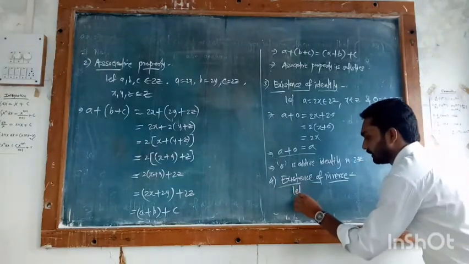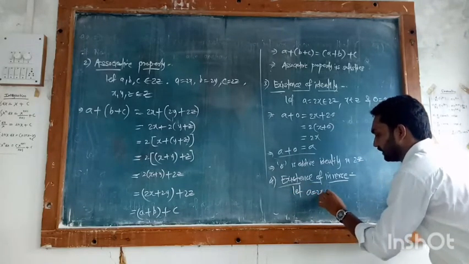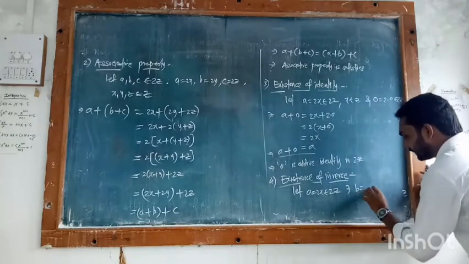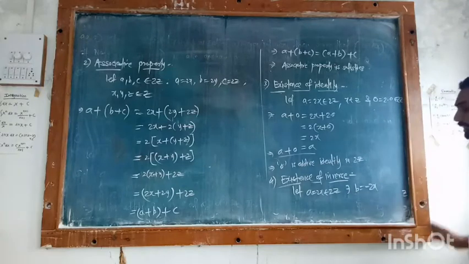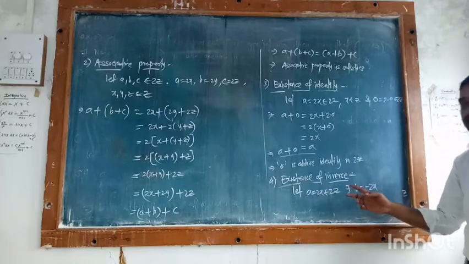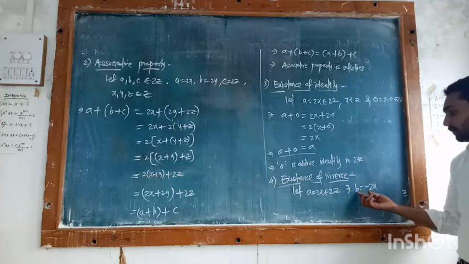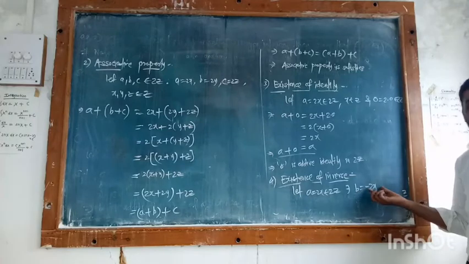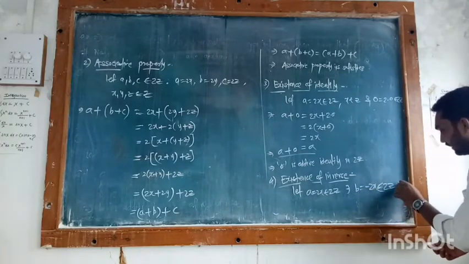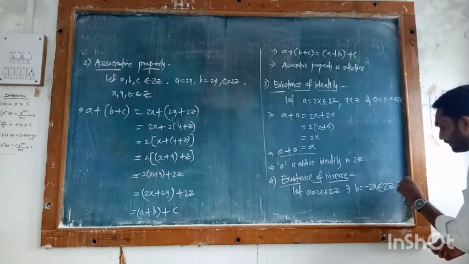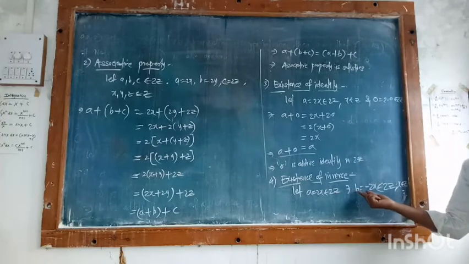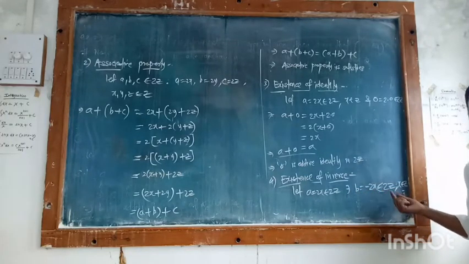Let A is equal to 2x, which is member of 2Z, right? Then there exists an element B is equal to minus 2x. And here x is also member of integer. X is integer, then minus x is also integer. Therefore, there exists an element B equal to minus 2x, which is also member of 2Z, because x is integer, right?